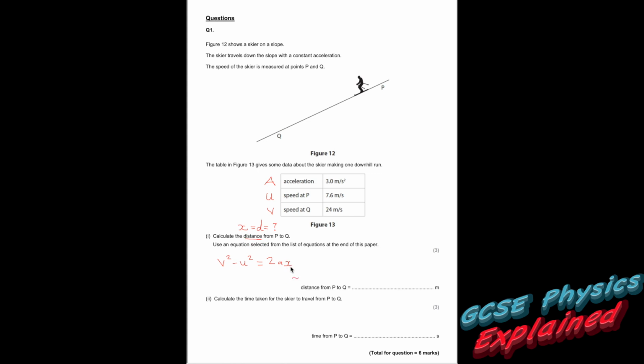Now we've got to rearrange that. So therefore, these three little dots mean therefore. X is going to equal V squared minus U squared divided by 2A. Let's put the numbers in. And that equals 86.37, so we'll round that up to 86.4.